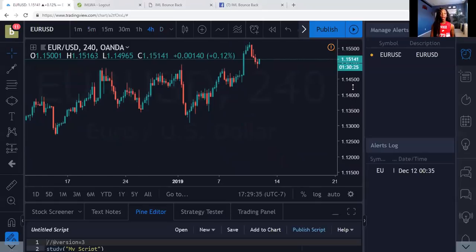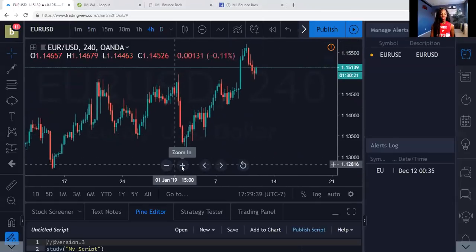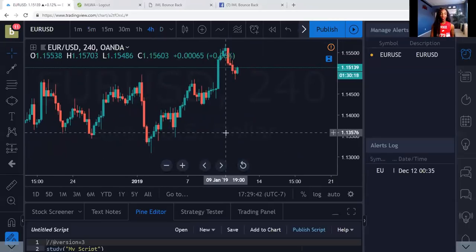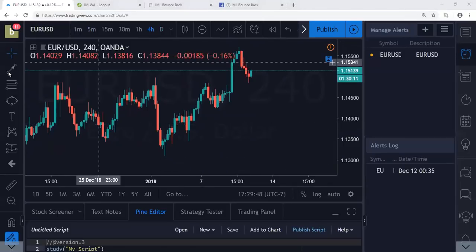But let's go ahead and we're actually going to draw a trend line, okay? And I want you guys to get in the habit of just going on a chart, and in the evening when you have some downtime, just practice drawing these trend lines. It's going to help so much. So let's go ahead and grab our trend line.